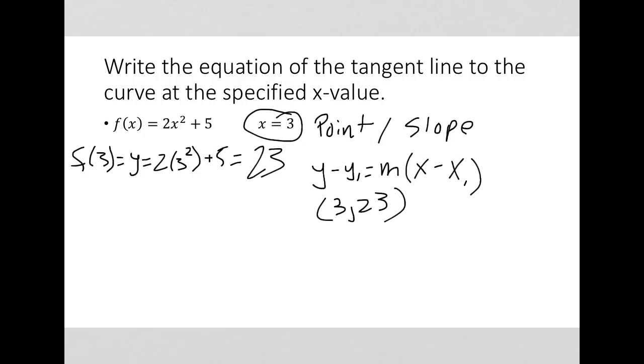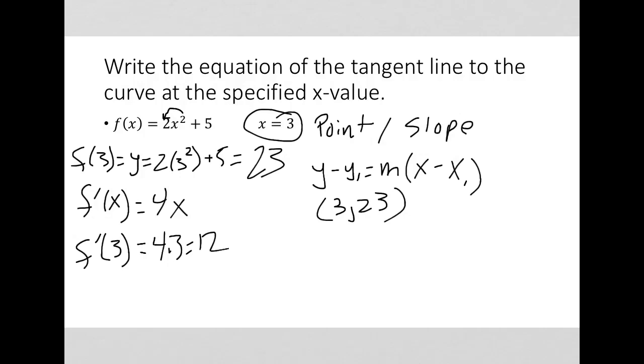23. And now, in order to find the slope of the tangent line, I need to take the derivative f prime of x, which is going to be 4x. Power rule says multiply and drop the power. So we find our derivative, and then we need to plug in the x value we are interested in, which is 3, to get 4 times 3 equals 12.